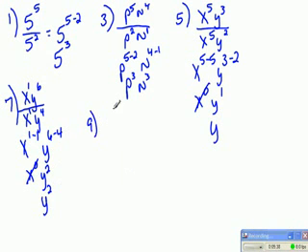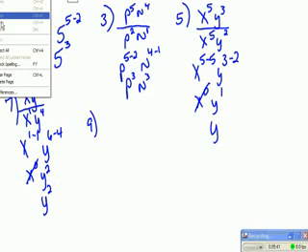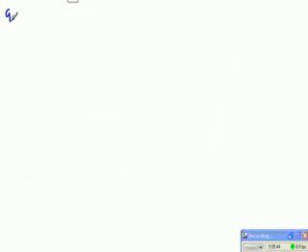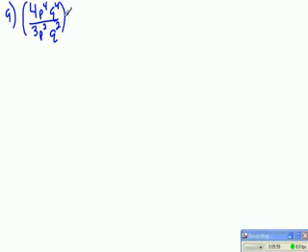Alright, number 9. Actually, I'm going to clear my page so I have more space for number 9. Number 9, we have 4p to the 4th q to the 4th over 3p squared q squared, all to the 3rd power. And it's your choice. You can either take this 3rd power through to everything in here first, or you can try to simplify this before you take the 3rd power through. I'm going to try to simplify it before I take the power through. You can do it either way, you get the same answer.